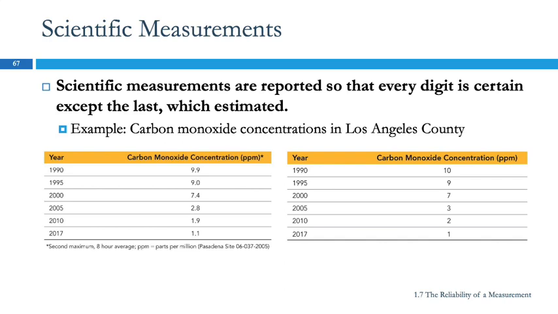So here are two tables showing levels of carbon dioxide in Los Angeles County over the course of different years. This one is showing 9.9, and this one is showing 10. These are in parts per million. So here, 9.9 tells me that the uncertainty is in the tenths of a parts per million.